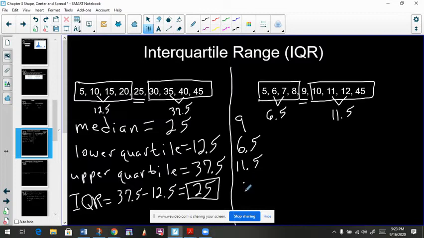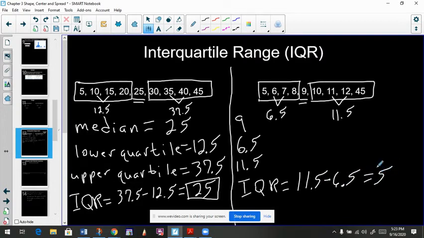And then for IQR, again, I need to subtract the lower quartile from the upper quartile. So 11.5 minus 6.5, and we get 5. Now these two numbers are good descriptors of spread. The IQR here is 25, the IQR here is only 5, which tells me that the data set this one came from is much more spread out than the data set that this one came from.